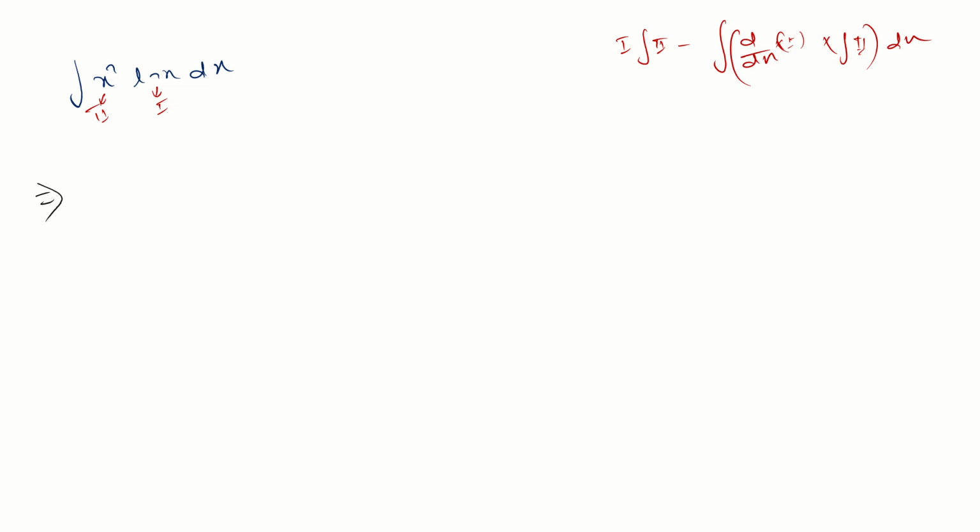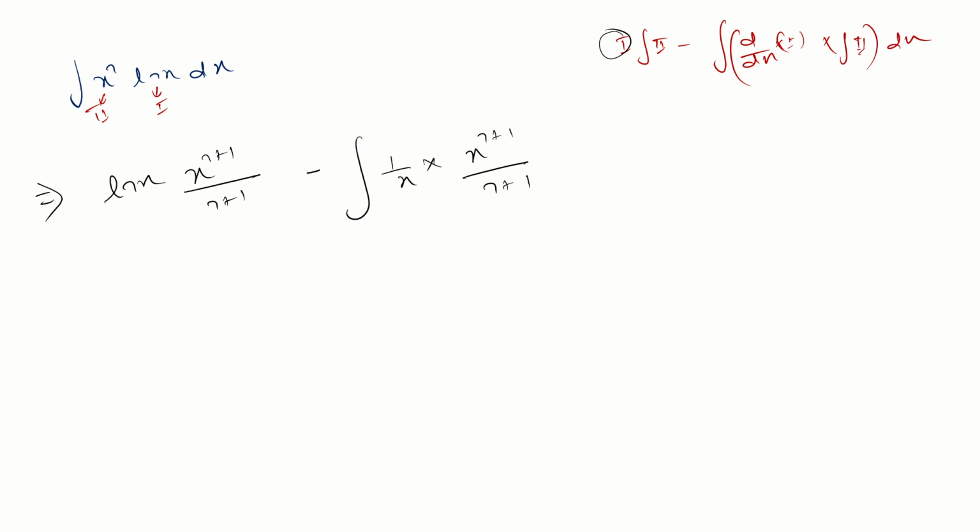So can I write it in that way? First is this, so put ln x here. Integration of second: what is the integration of x^n? It is x^(n+1) divided by n+1. Minus the integration of differentiation of first. What is the differentiation of ln x? 1 by x. Then integration of second, which is x^(n+1) divided by n+1.